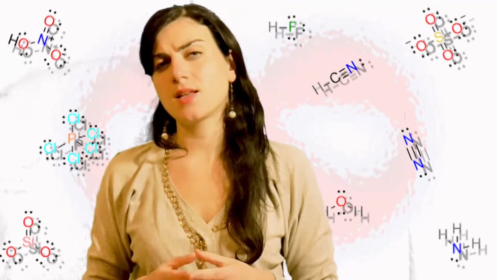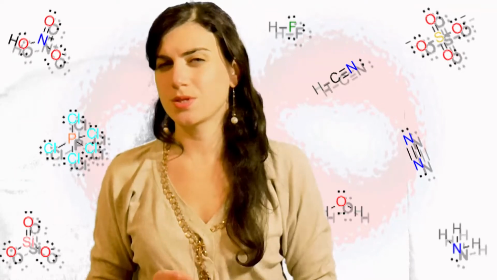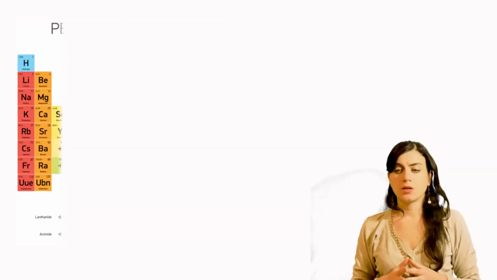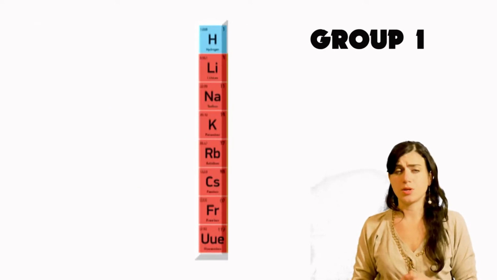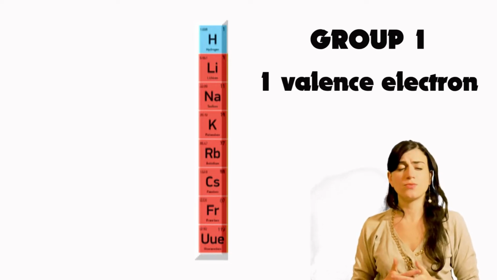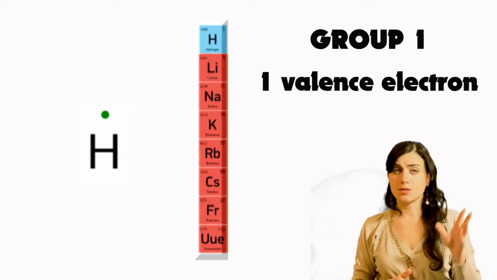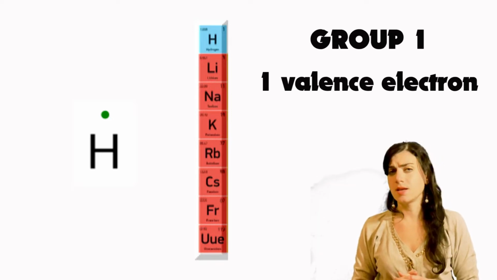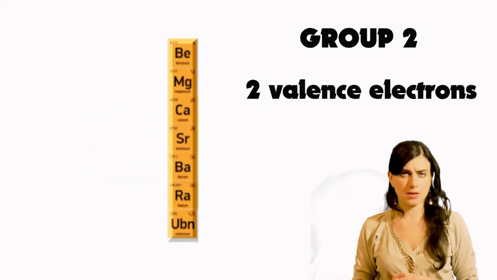In more detail, the valence electrons correspond to the group number for the first two groups of the periodic table. For example, let's take group 1. The number of valence electrons for group 1 is simply equal to the group number, so it is 1. So hydrogen, for example, will have only one valence electron, and so will lithium and all of the other elements in the same group. Group 2 will have 2 valence electrons.